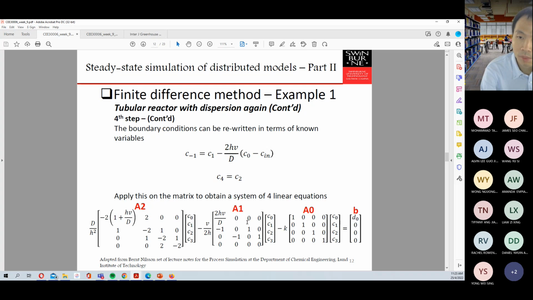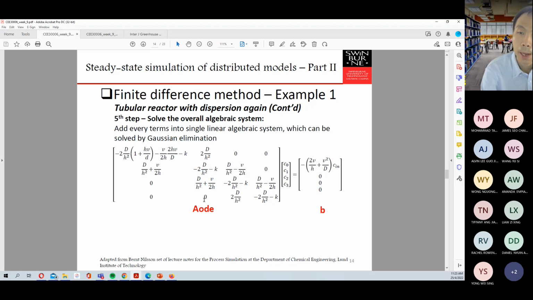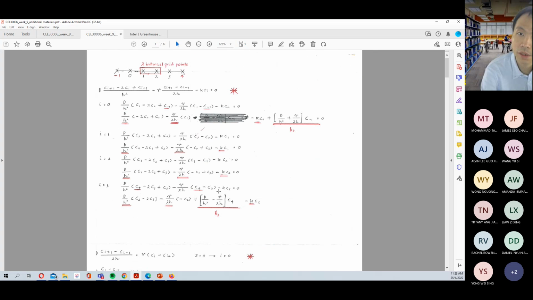This matrix can be coded into MATLAB. These d vector elements in here, D0 is equal to this particular form in here. Then if you put everything into the single linear algebraic equations, you will have this big matrix in here. This is what you call AODE. This is what you call B. Your unknowns are C0, C1, C2, and C3 because you need to know the concentration at this particular point. 1, 2, 3, 4. What are these concentrations at these particular points in here? That's what you need to know, right?